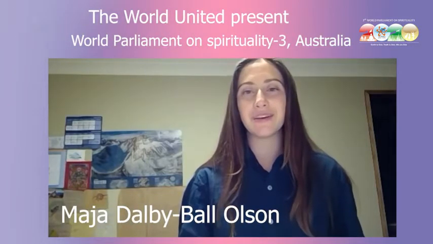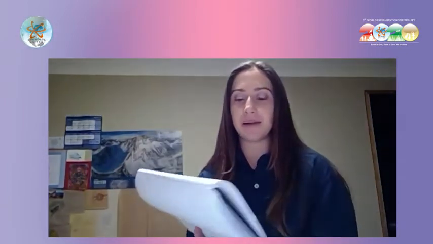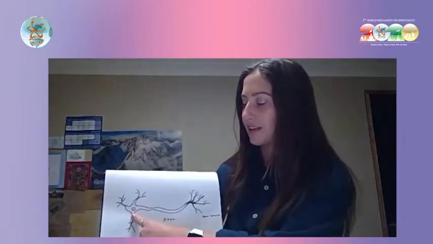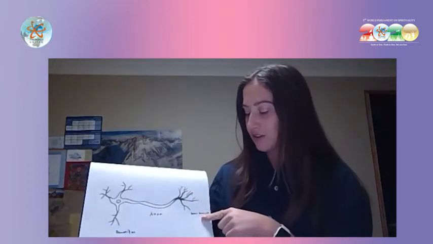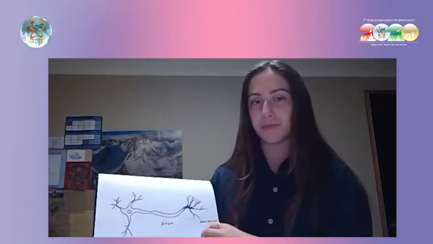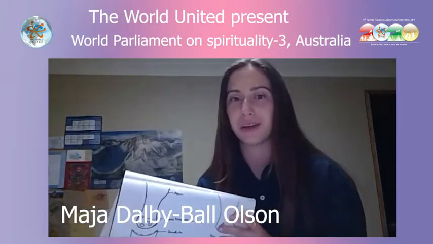So let's take a look at what one actually looks like. Well, I've created a simplified diagram. So as you can see, it's very simplified. The start is the dendrites, and then you have the axon, and then it goes on to the axon terminals. So let's take a look at how they actually work.